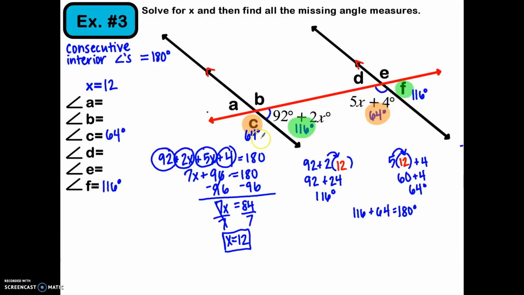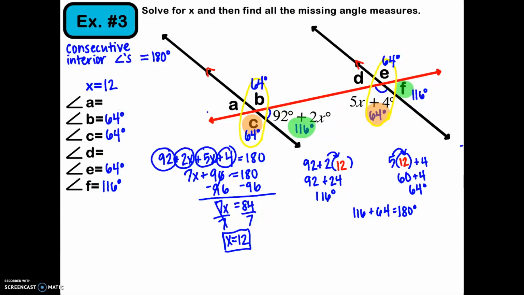Opposite of angle C is angle B. So angle B has to be 64 degrees. Opposite of this 64 degrees is angle E. So E also has to be 64 degrees. Always, always, always label your diagram so that you have all your information there. B and E are 64 degrees.